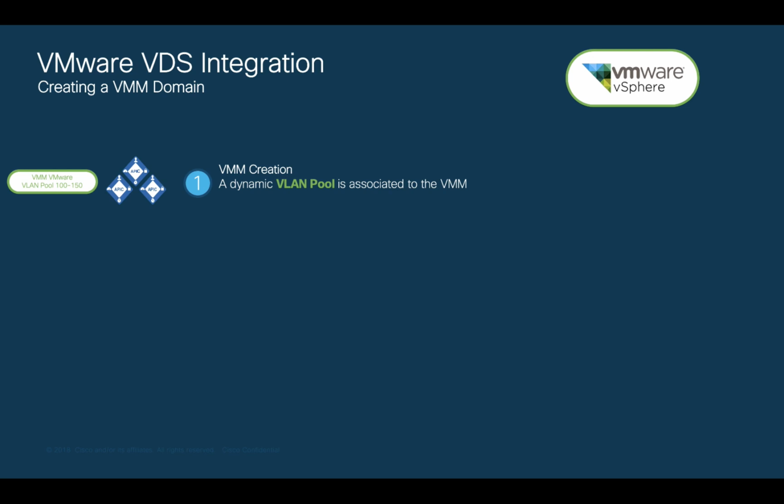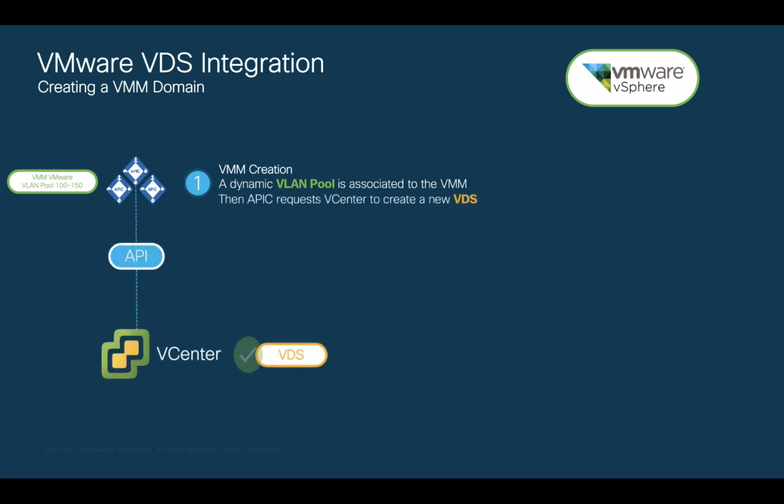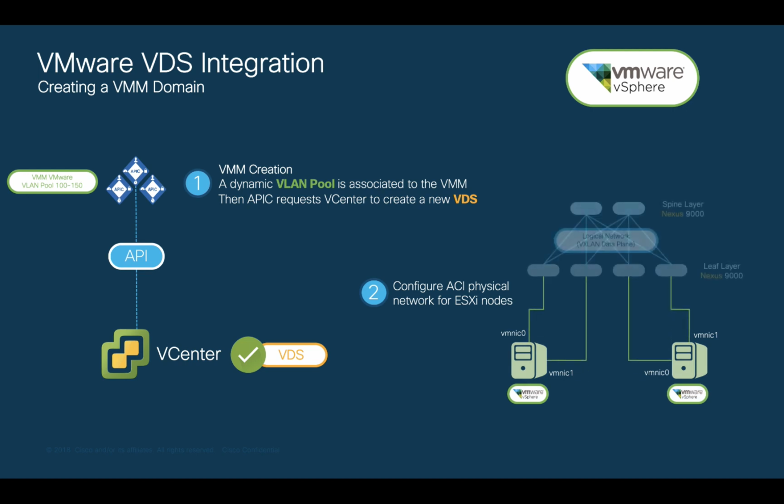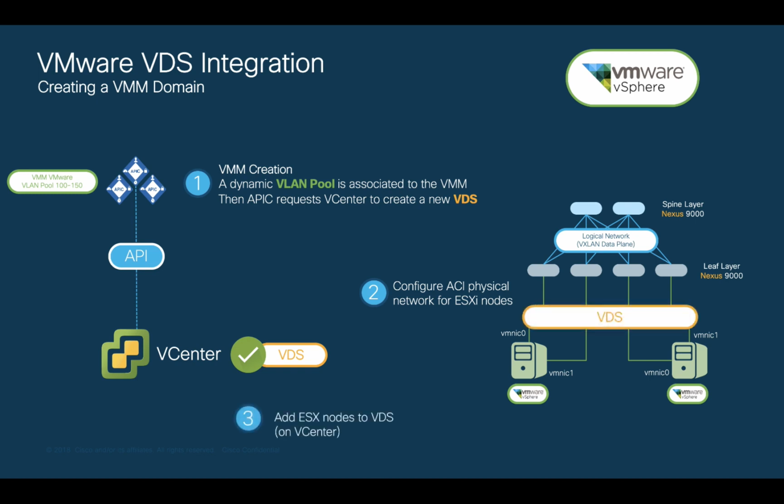When we create the VMM domain, APIC will request vCenter to create a standard VMware VDS by using VMware's APIs. This is the way any orchestrator like vRealize, Ansible, and others work as well. So, as we said before, we're not installing anything special. Then, we will configure the physical network in order to attach the ESXi nodes. This is where we will add the VMM to the AEP. Once ready, the VM admin will have to attach the ESX nodes to the newly created VDS, and we're done.